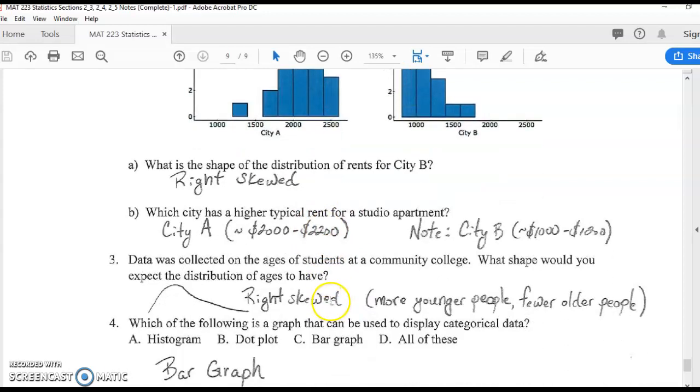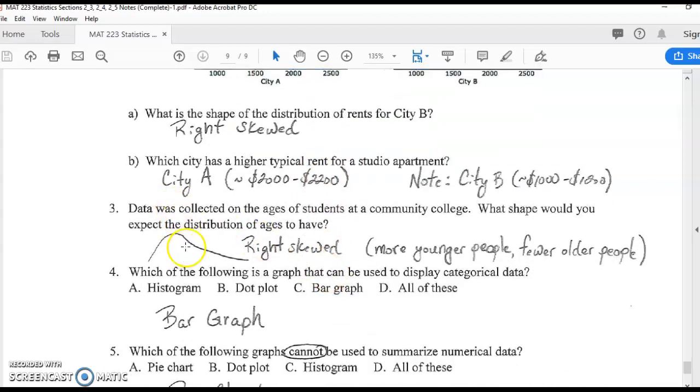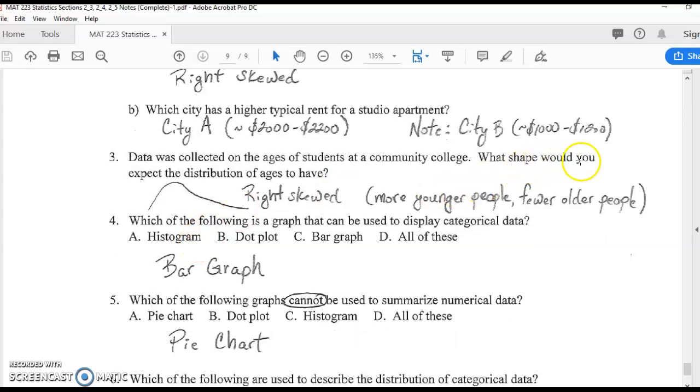That's the center. Data was collected on the ages of students at a community college. What shape would you expect the distribution of ages to have? So I hope you would agree that most students at a community college are probably somewhere between 18 and 20 years old. But you're going to have some older students. So more younger people, fewer older people. So the fewer older people skew the data to the right. There's a few people out here who are older, right skewed.